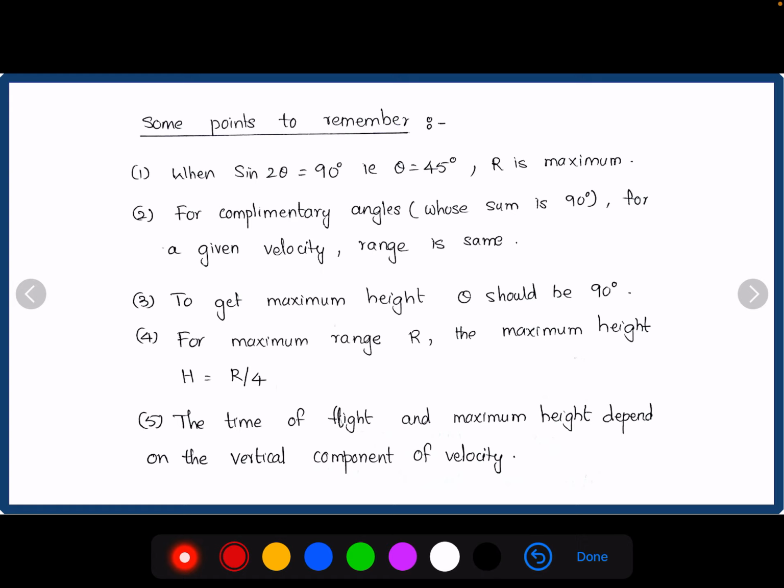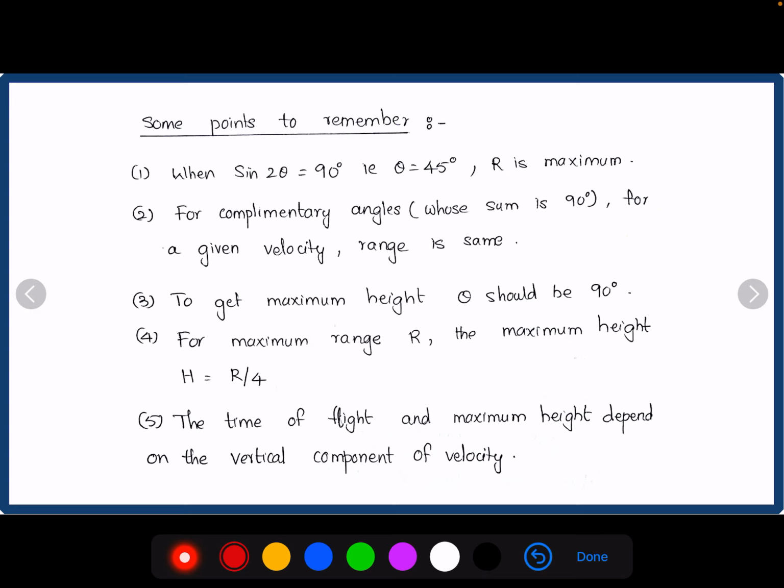Next point: for complementary angles whose sum is 90 degrees, for a given velocity, range is the same. For example, if you throw with 30 degrees and 60 degrees, for both of these angles of projection, the range is the same. Please note these points.